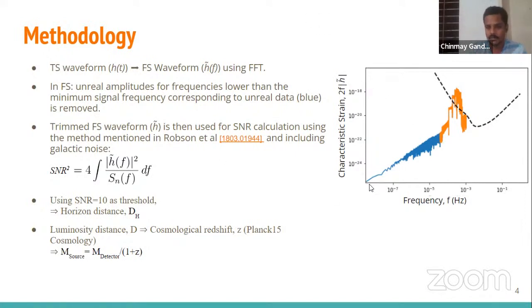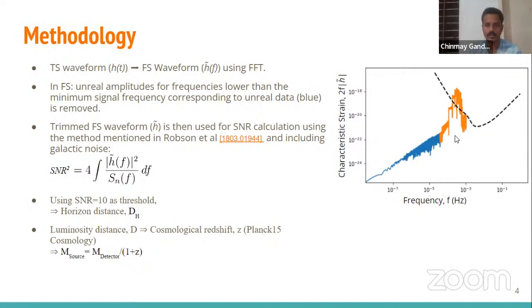When we perform the FFT, we see that there is this tail which lies at the lower frequency end of our signal. That has been trimmed off later on, but this could be an effect of the discrete Fourier transform that we are doing, and so that is trimmed out, and the residual or the main signal is then taken forward for SNR calculation.